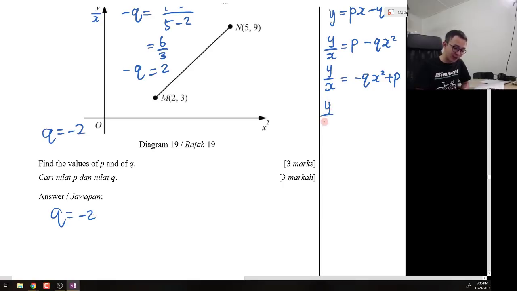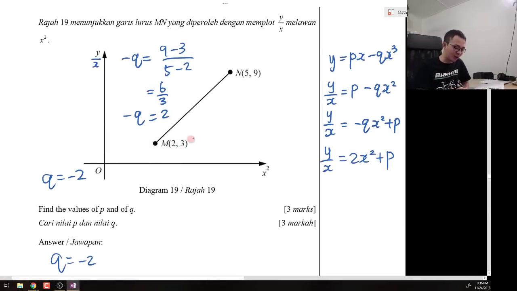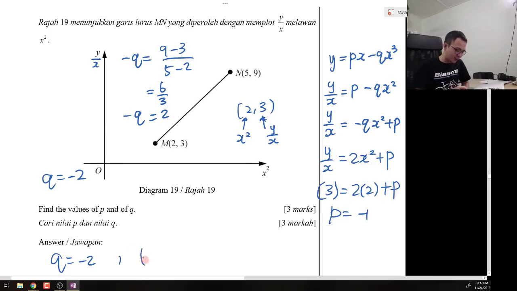So the next thing I will do is substitute the negative 2 into here. I get y over x equals 2x plus p. And then how to find p? Just substitute any coordinate you like, but you need to understand the coordinate. The 2 in the coordinate (2, 3) is the x, and the 3 is the y over x. So I will substitute the 3 over here and the 2 over here. Do not write something like 2 squared, or you will get it wrong. So p equals negative 1. Alright, this kind of linear law question is actually quite easy.